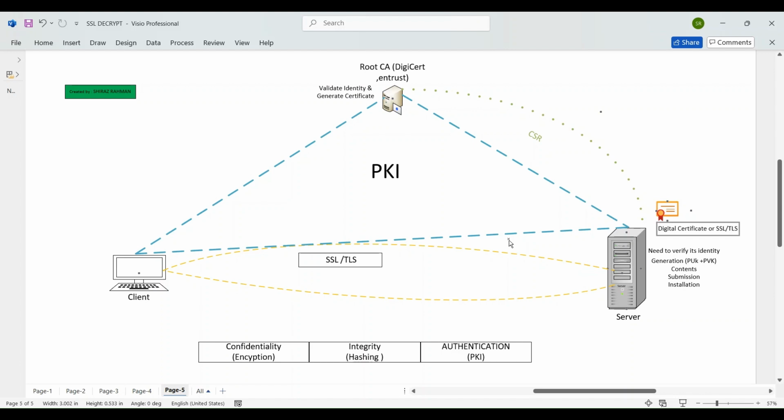Okay, so that's a very wrong concept, that the public key does the encryption, or the private key is just for decryption. That's a very wrong concept, wrong fundamental. Okay, thank you.